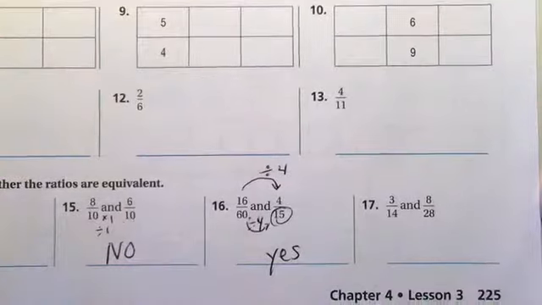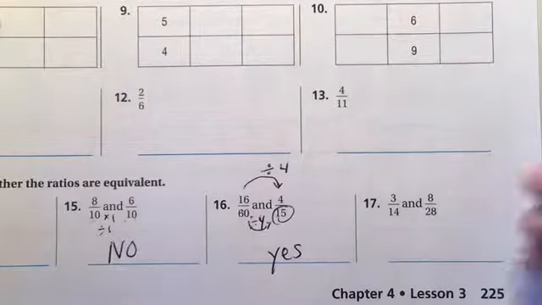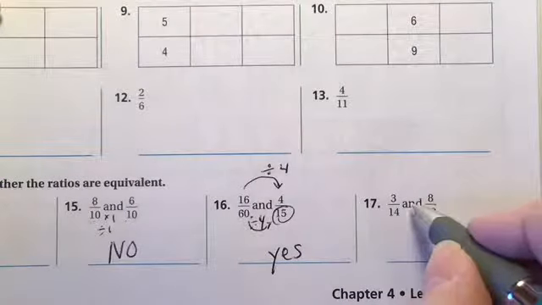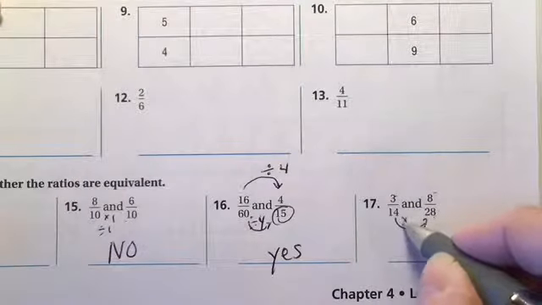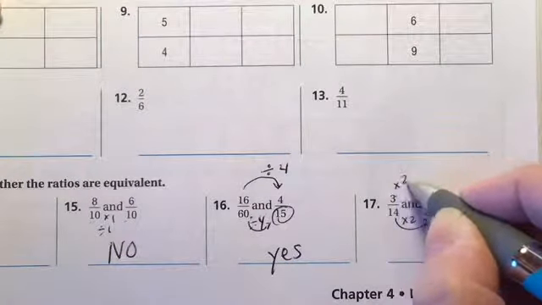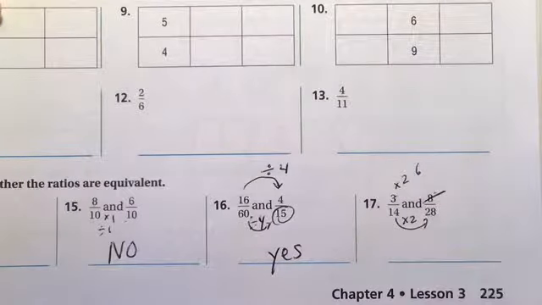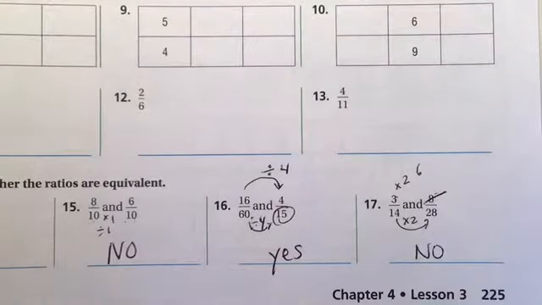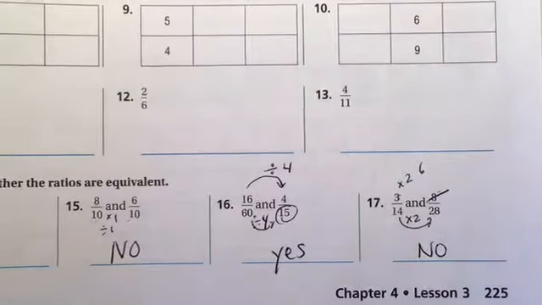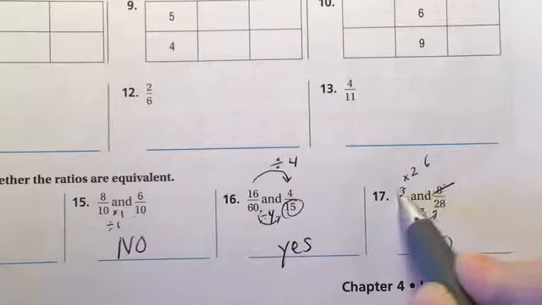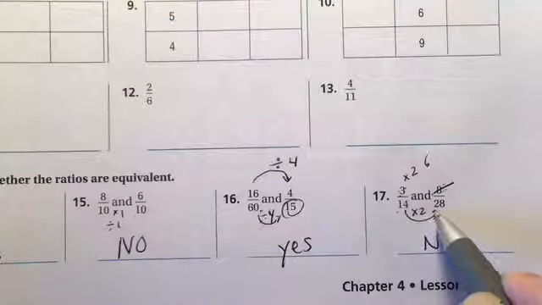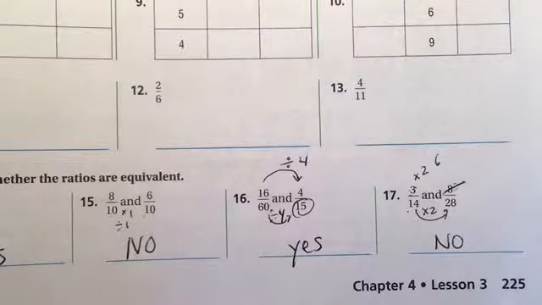All right, and over here, 3 doesn't go into 8, but 14 does go into 28, so that would be times 2. And we know that 3 times 2 is 6, which is not the 8, so that is a no, they're not equivalent. So you just got to look and figure out, am I multiplying, dividing? If one goes up from here to here and the other one goes down, you know that they're not equivalent, right? They both have to go up or they both have to go down.